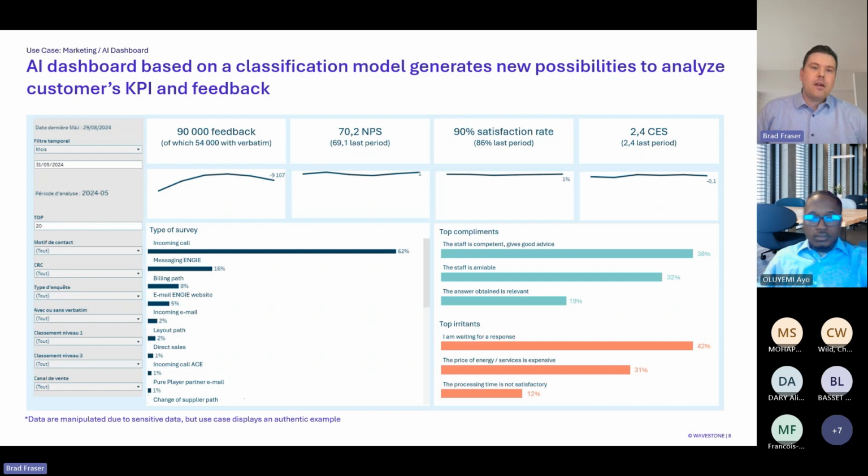Another advantage of this solution is that it's accessible to several departments and several hundred users in the company. In general, the AI dashboard offers the possibility to get an overview of positive and negative feedback with a focus on the customer verbatim.